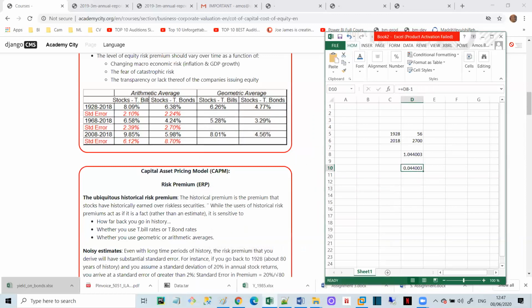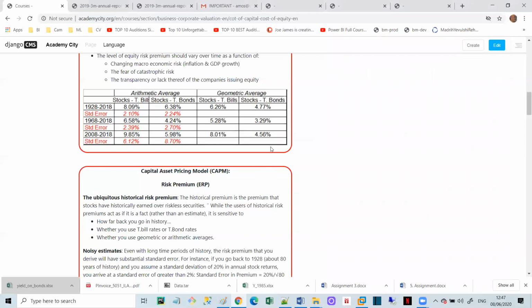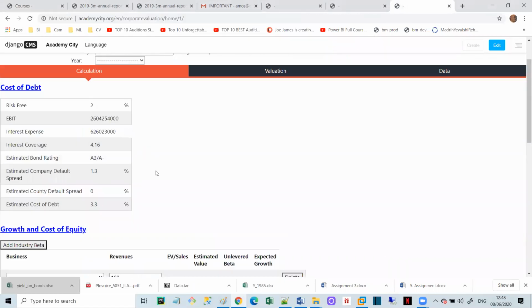I think this is really useful. But in real life, people don't really use it, especially for the risk premium. You use just a regular average. So, okay, the conclusion is we're going to use 5.25, and I think I even wrote it in a new paper. And in fact, in this simulation, that's exactly the number I am using.